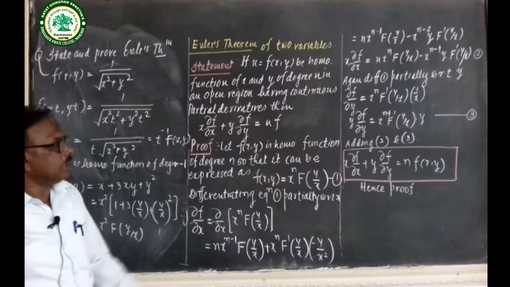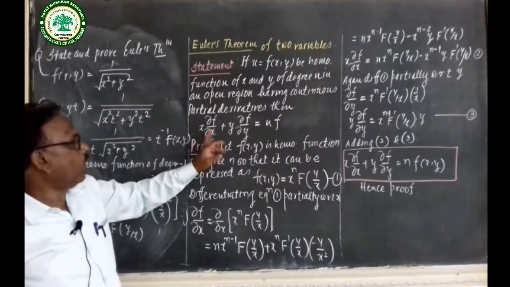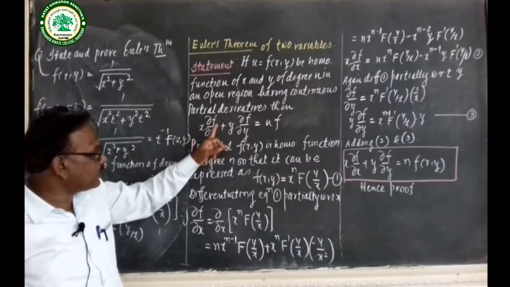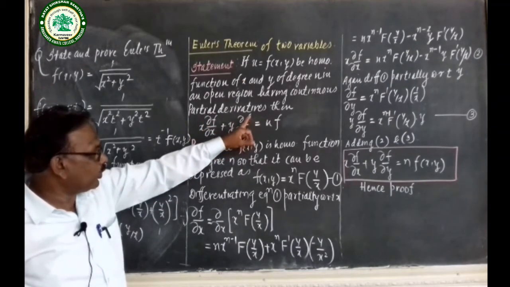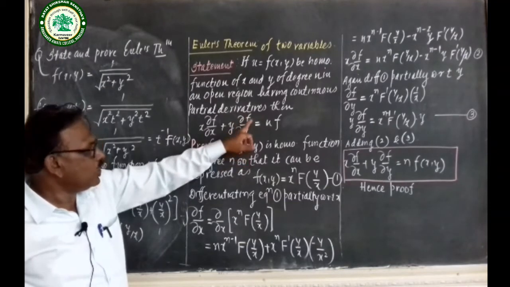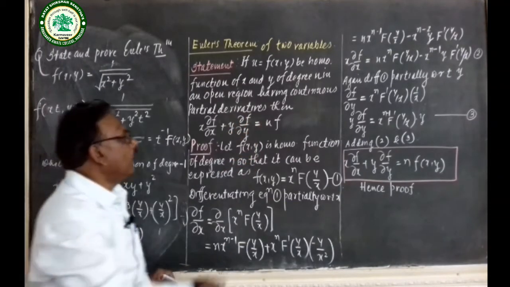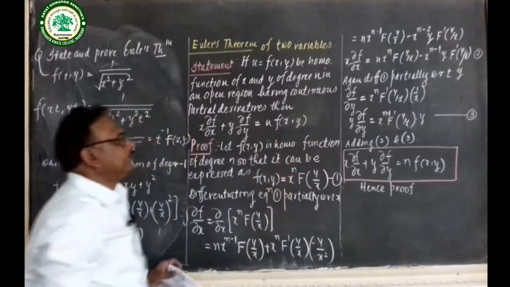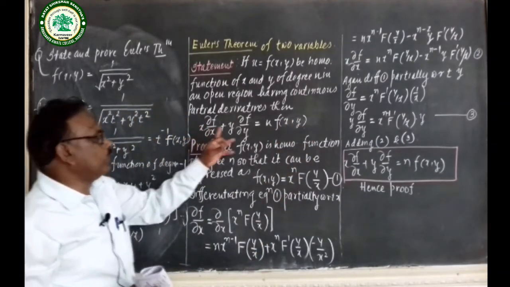Therefore, in this case, you have to prove that x into the partial derivative of function f with respect to x plus y into the partial derivative of function f with respect to y should be equal to n into f(x,y). We have to prove this result.